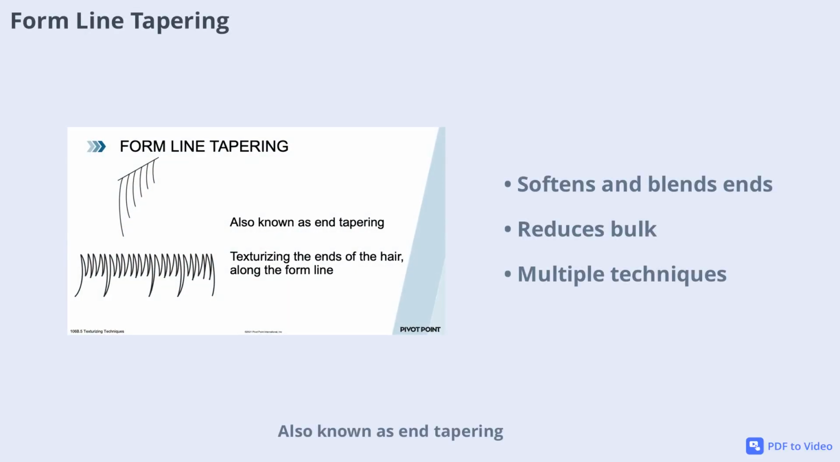Also known as end tapering, form line tapering refers to texturizing the ends of the hair along the form line. This technique is used to soften and blend weight lines, reduce bulk, and increase mobility. It also adds surface texture within the form and at the ends. Common methods include notching, point cutting, slide cutting, slithering, taper shear end tapering, razor etching, and razor peeling.